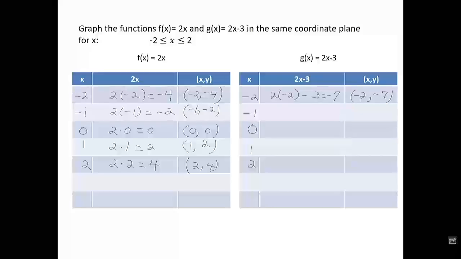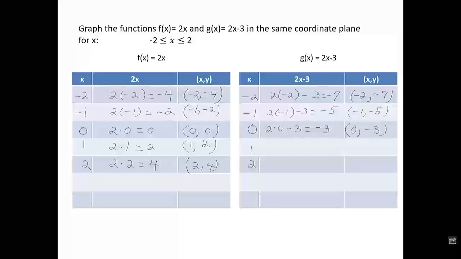When x is -1, we have 2 times -1 minus 3. 2 times -1 is -2. -2 plus -3 is -5. The corresponding ordered pair is (-1, -5). When x is 0, we have 2 times 0 minus 3. 2 times 0 is 0, minus 3 is -3. The corresponding ordered pair is (0, -3).